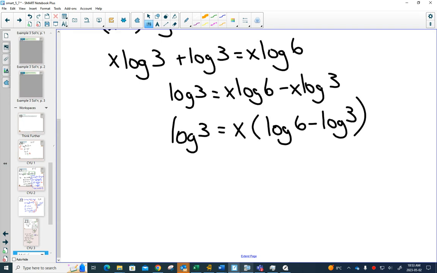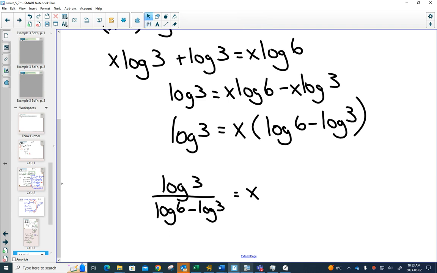And what this allows us to do, if we factor out the x, so anytime you have more than one x in a log equation, you won't be able to do the mental math, but you'll always be able to factor out the x. Once that x is factored out, you can get the x by itself by dividing. And again, we're going to check on our calculator.